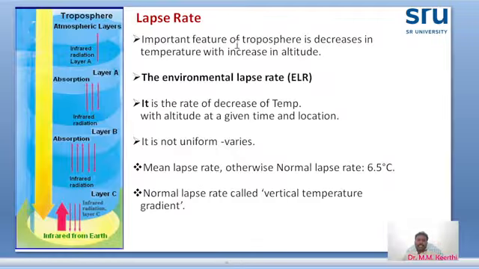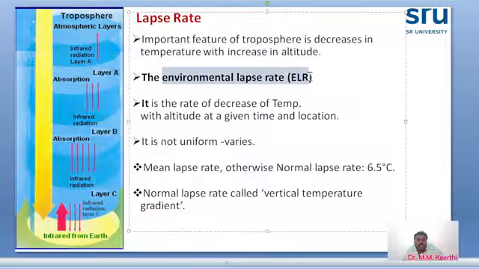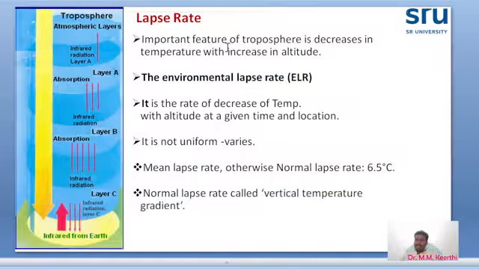What does lapse rate mean? In the troposphere region, temperature decreases with increasing altitude. When the height is increasing and temperature is decreasing, that is called the lapse rate. It is otherwise called the environmental lapse rate, the rate of decrease of temperature with altitude at a given time and location, and it is not uniform. The normal lapse rate value is 6.5 degrees Celsius per kilometer. It is also called the vertical temperature gradient. So lapse rate has other names: environmental lapse rate and vertical temperature gradient. Again, lapse rate means the decrease in temperature with increasing altitude in the troposphere.